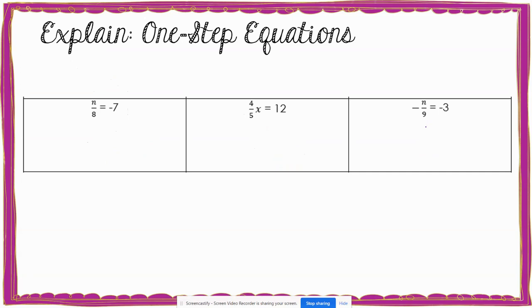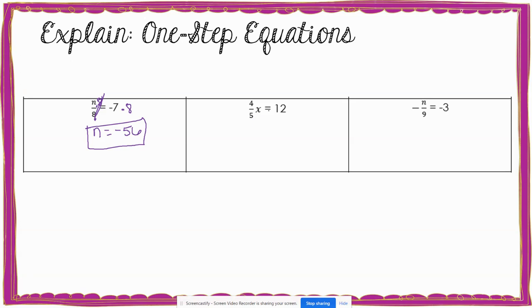Next, I have n over 8 equals negative 7. Remember that when we see a fraction bar, the fraction bar always tells us that we're dividing. So this really says n divided by 8 equals negative 7. Well, the inverse of dividing by 8 is going to be multiplying by 8, which I'm going to do on both sides of the equation. These 8s will make 1, so they'll cancel because 1n is just n. On this side, negative 7 times positive 8 is negative 56. So my solution is n equals negative 56.